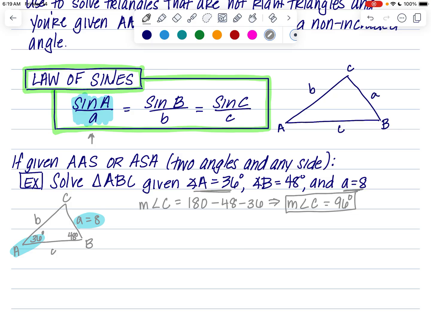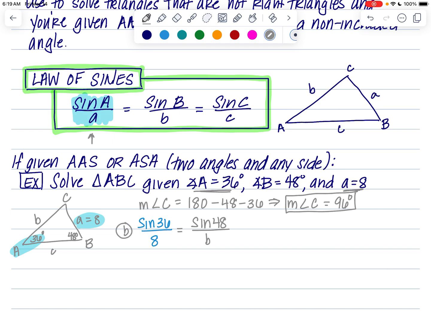Okay, so we have this A ratio in its entirety, so we can use it to unlock the other things. So the sine of A, so the sine of 36 degrees divided by 8, I'm going to use that to find side B. So I'm going to set that equal to the sine of 48 degrees, so that's angle B, over the side length B. Side length B, I don't know what it is, but I'm going to find it.